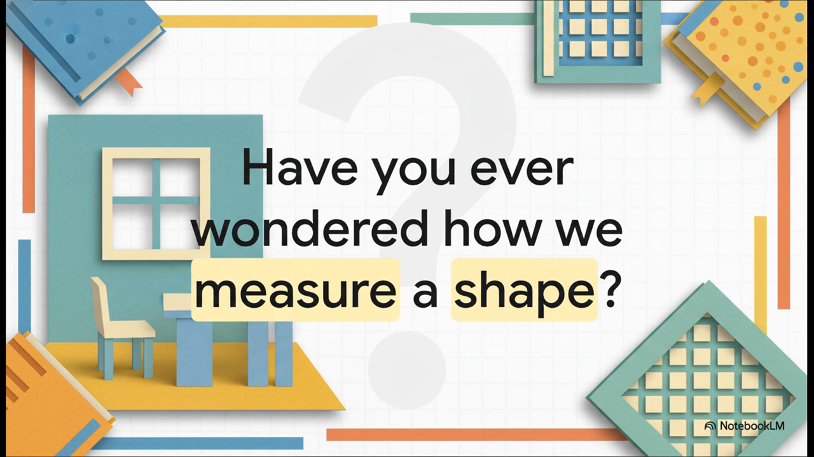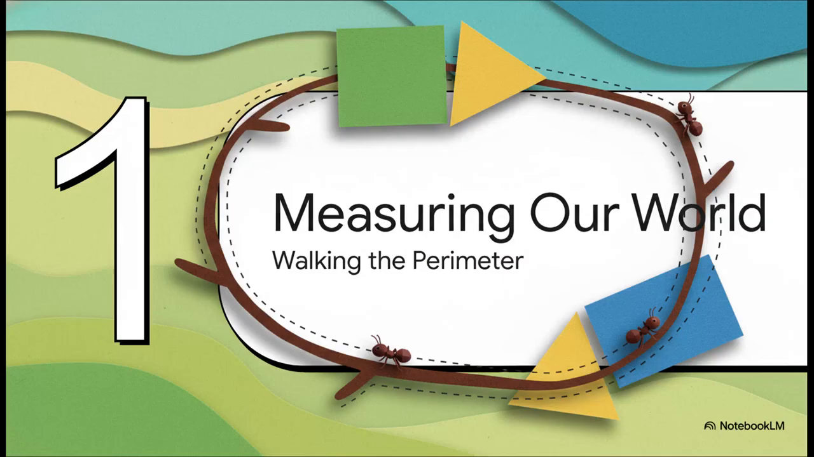Just look around you for a second. Think about the cover of a book, or maybe the top of your desk. They're shapes, right? But how would you actually measure one? Well, guess what? There's not just one way to do it. There are two, and we're going to start by measuring the outside. So, our first big idea is called perimeter.